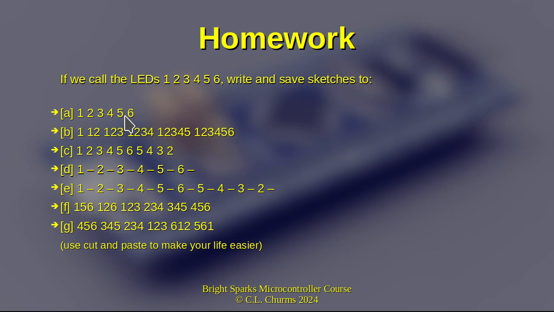Then for B, I suggested that you light up LED 1 and then keeping it lit, switch on LED 2, and keeping 1 and 2 lit, switch on LED 3, and keeping 1, 2, and 3 lit, switch on LED 4, and so forth, up to 6. So this will look like a bar graph growing from the bottom up to the top and then starting at the bottom again.